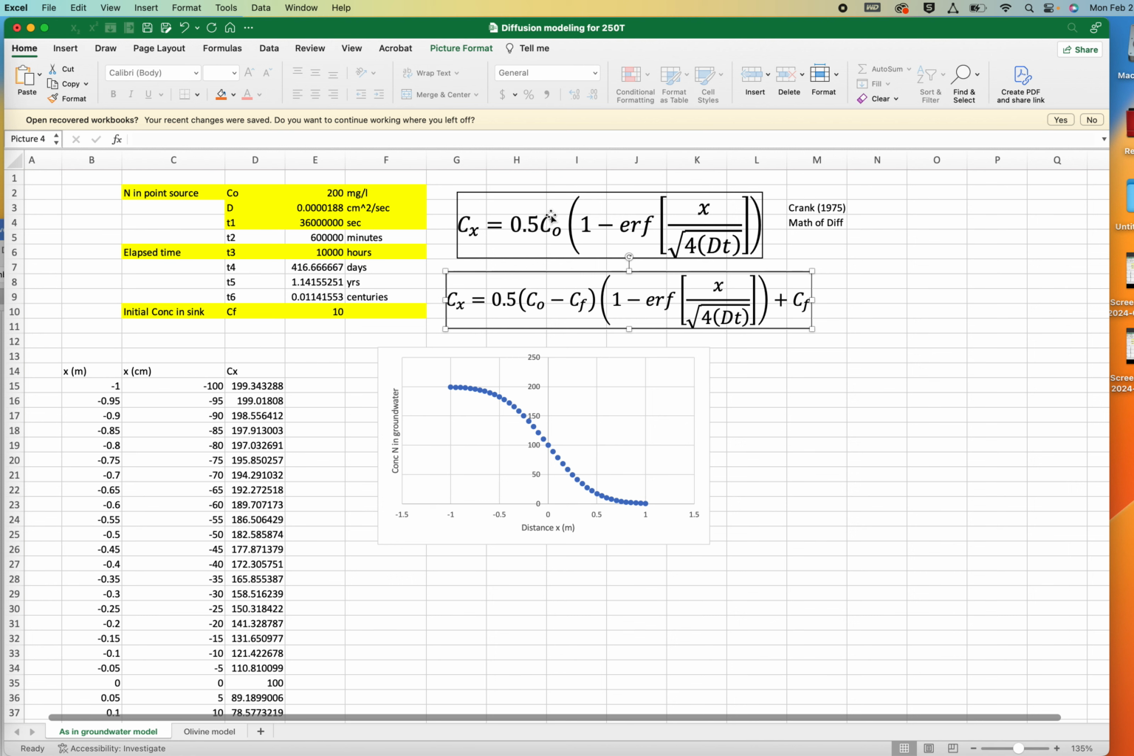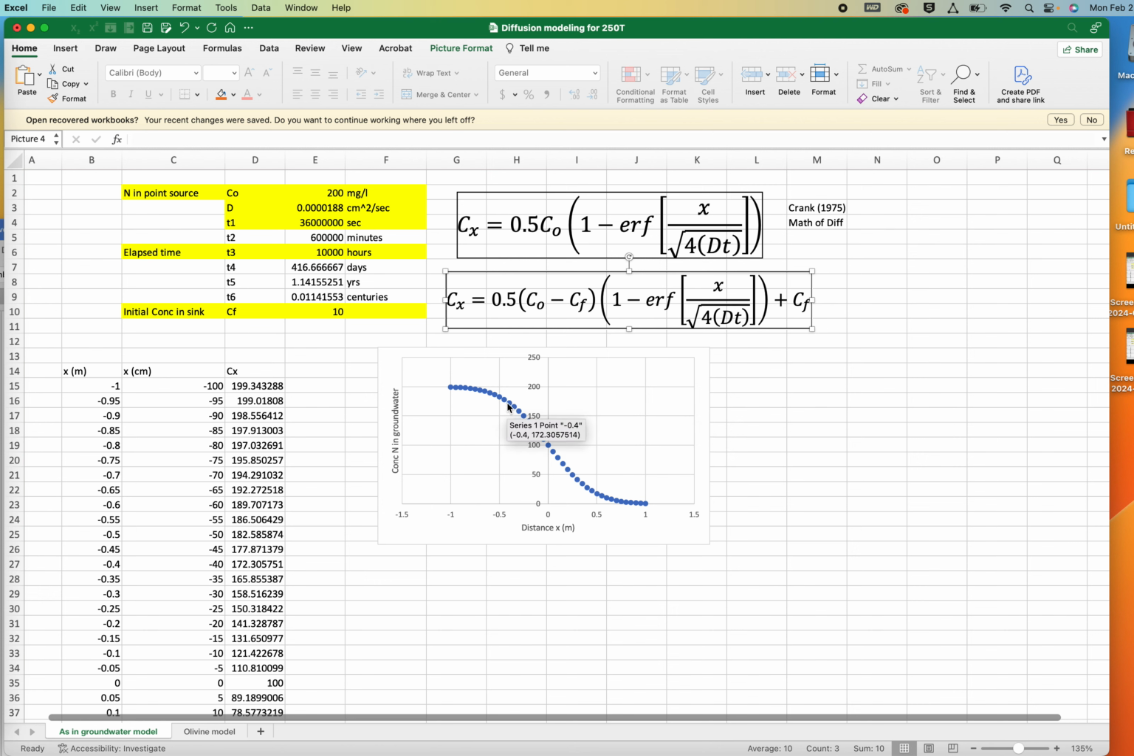So instead of C naught, we have C naught minus CF. So it would be 200 minus, let's say, this value here, which is 190. And then at the end, you'd have plus whatever that final concentration is here. I write F for final. That's actually probably not a very good notation. Could be CM for medium.